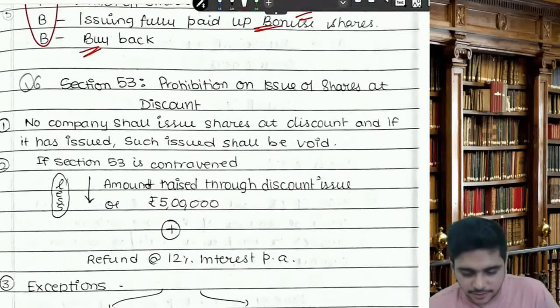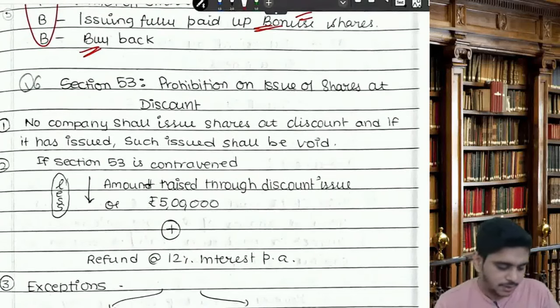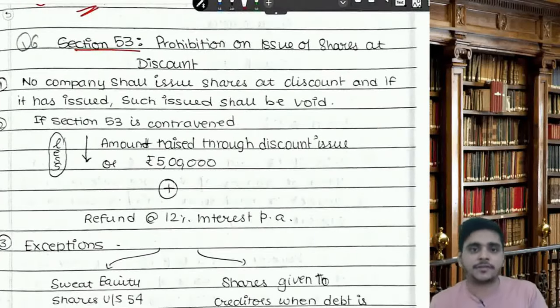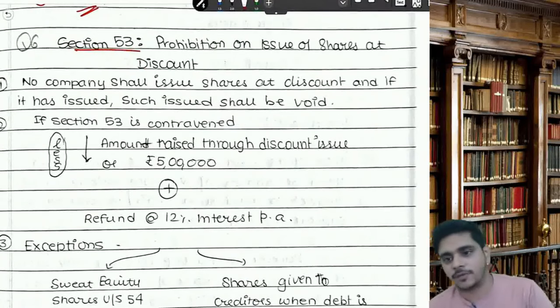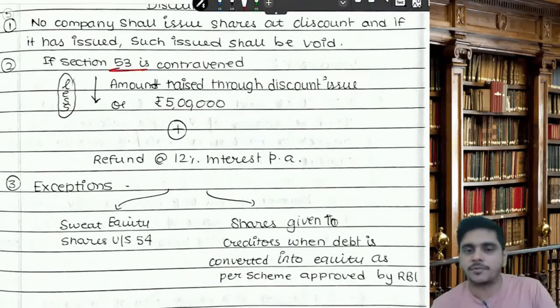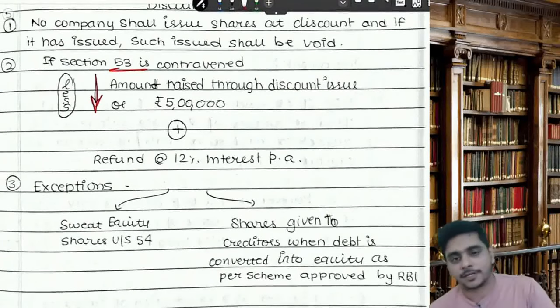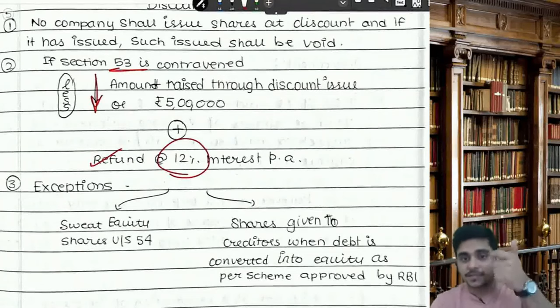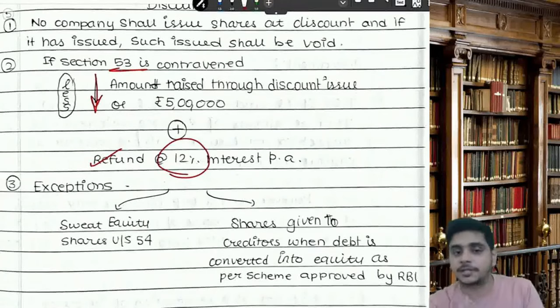Sir, what is 53? Prohibition on issue of shares at discount. No company shall issue a share at discount, and if they have issued, such issue shall be void. If 53 is contravened, what will happen? The amount raised by discount issue or rupees 5 lakhs, whichever is less, will be the penalty. Along with that, you have to refund the money at the rate of 12% interest per annum. So penalty, refunding the amount and interest, all three things would be there.